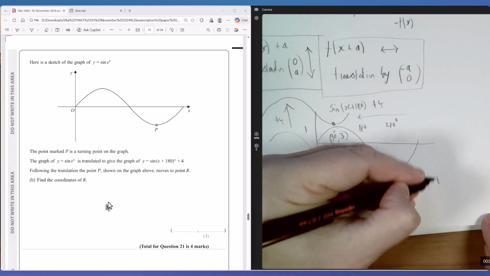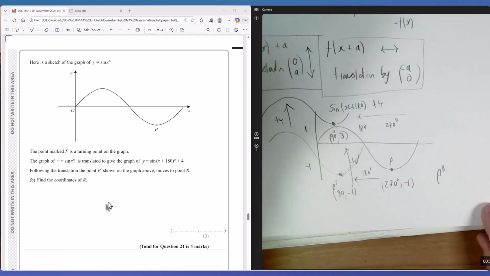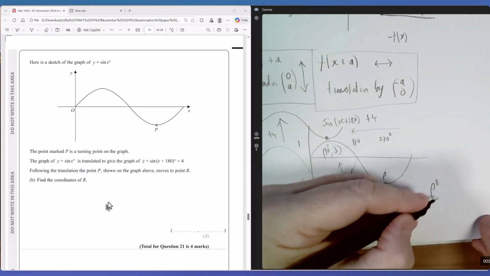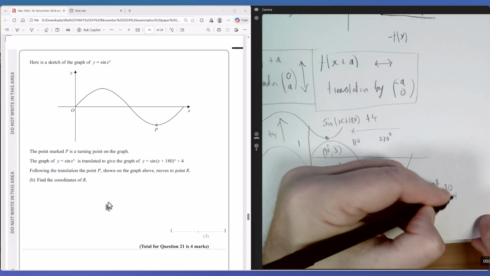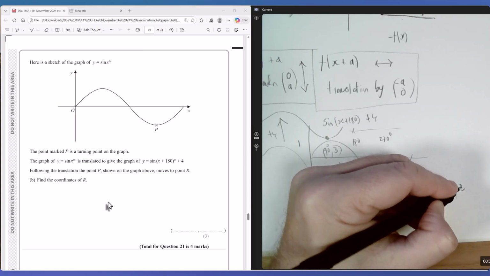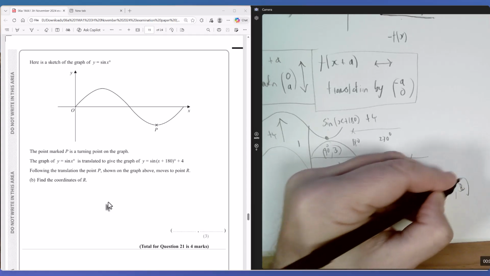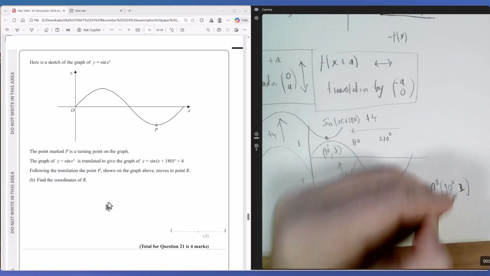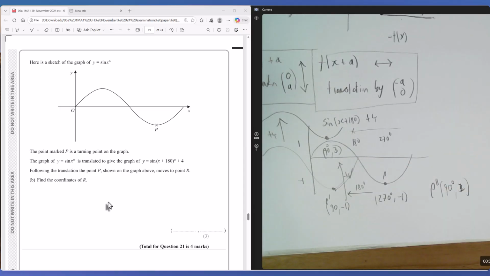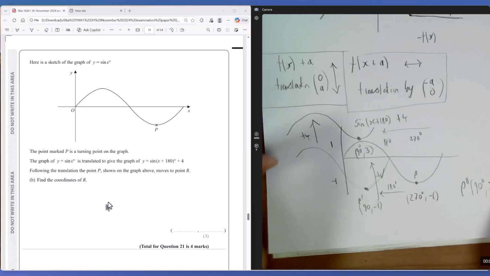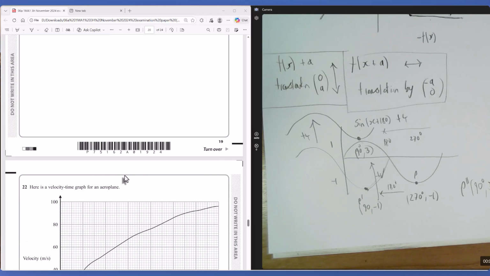So the image of P, I'll call it P double dash just to show that it's moved twice, is 90 and 3. 90 degrees and 3 is where that ends up. So 90 degrees and 3. Yeah, quite a tricky question, that one. Tricky graph transformation question. Okay, let's see what's next.